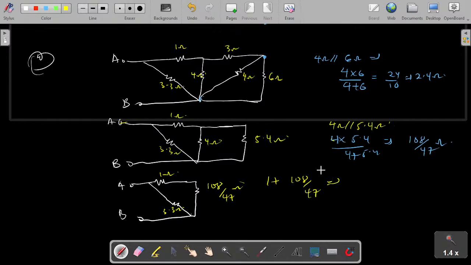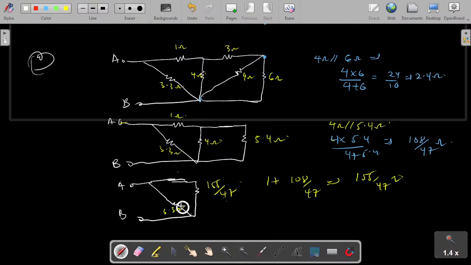So 1 plus 108 over 47, what is that? You punch that, so that is 155 over 47 ohms. So you simply clean this one, then you write accordingly 155 over 47 whilst cleaning this one too. So I'll have this cleaned like this. So at this point I'm left with only 2 resistors, right?